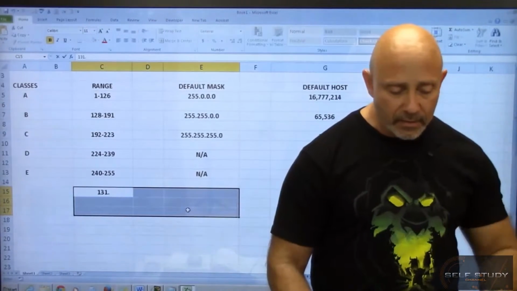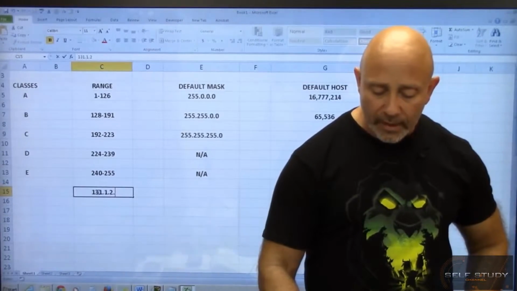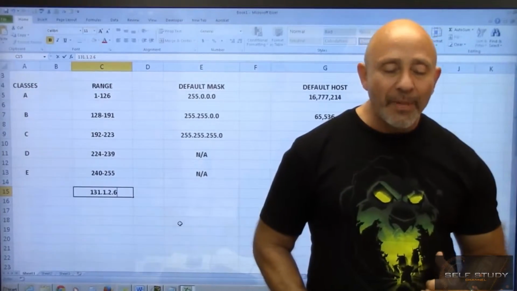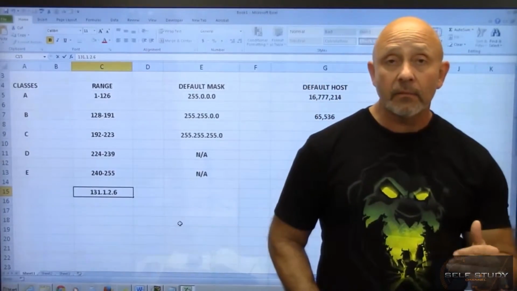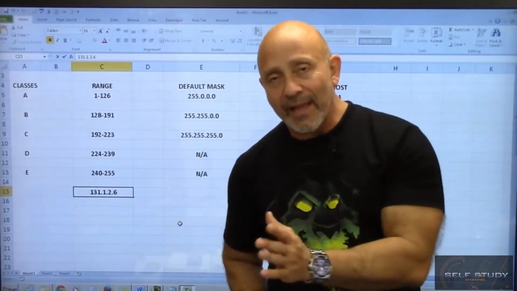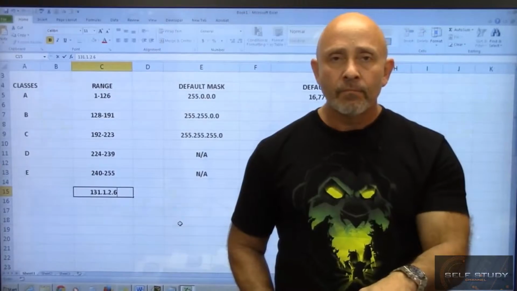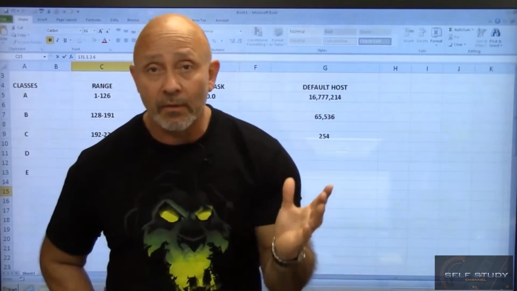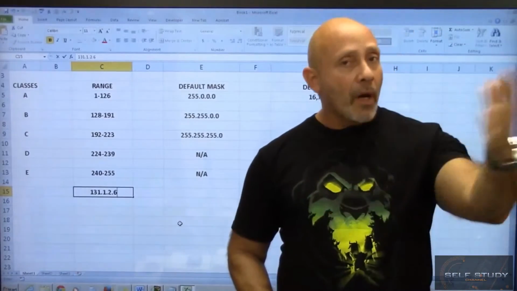131.1.2.6. What class of address is that? Well, it falls within the B range in the first octet. So you could use the default mask of 255.255.0.0. It has the capacity of holding 65,000 plus IP addresses. This is the reason why we need to know that. So when we're creating our networks, we know, hey, if we're using a class A, that means we can have millions of addresses on our network, which you need to subnet appropriately, all right, based on departments or what have you.